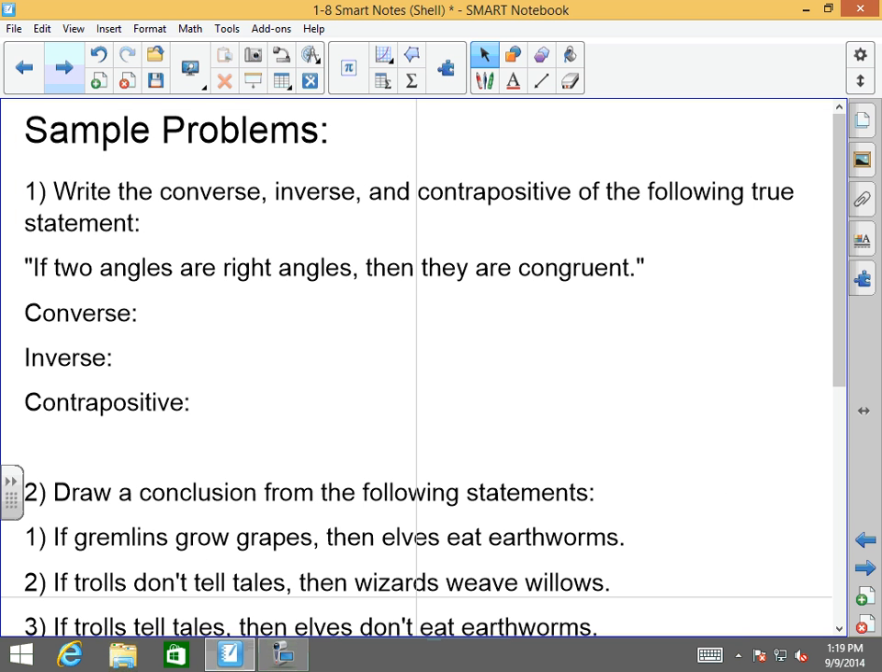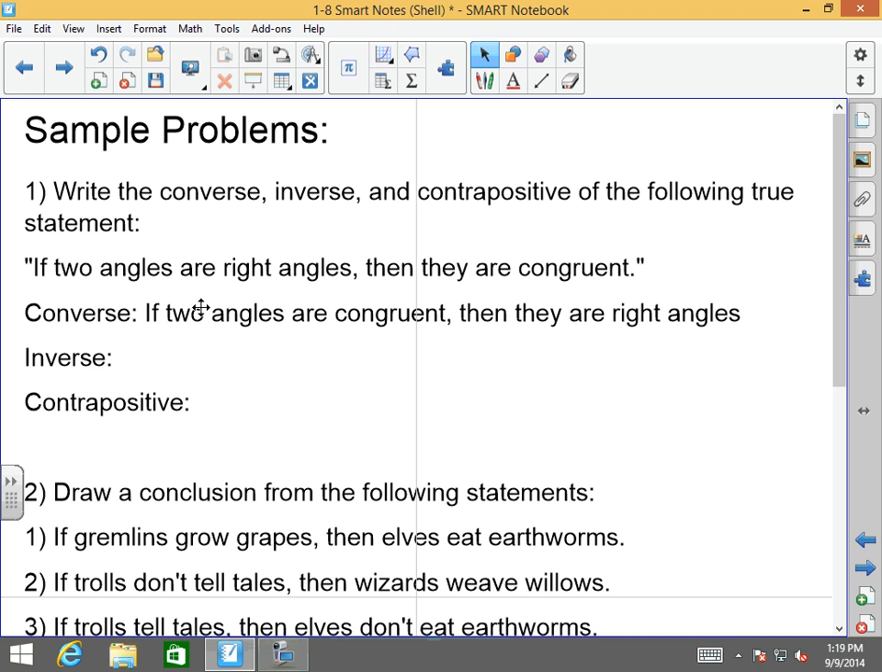Now, sample problems. Let's check it out. I want you to write the converse, the inverse, and the contrapositive of the following true statements. Here's my conditional, guys. If two angles are right angles, then they are congruent. Who can tell me what the converse is? Yes, sir.